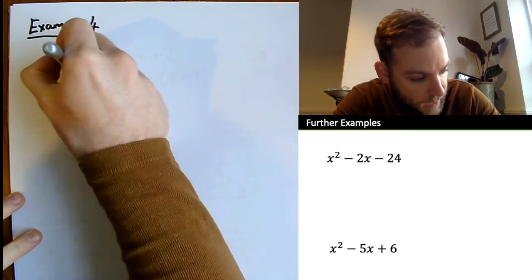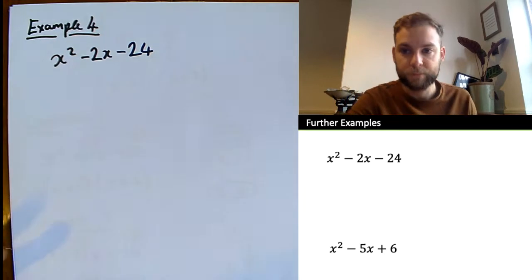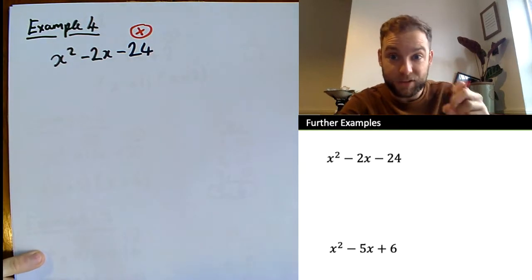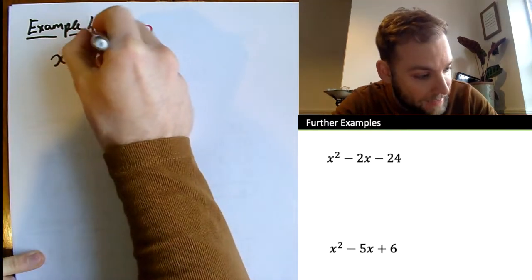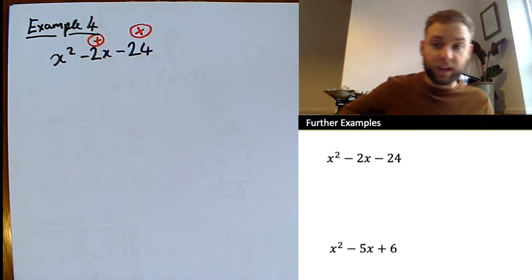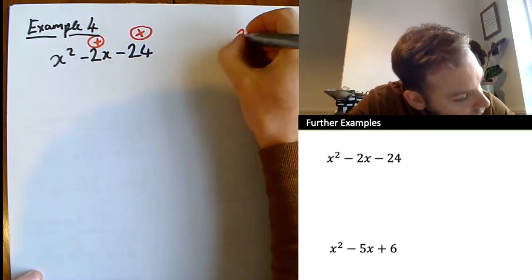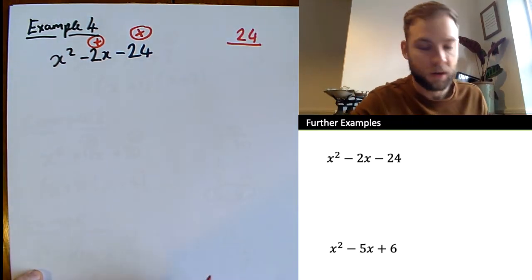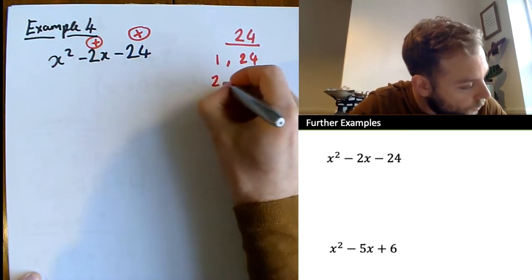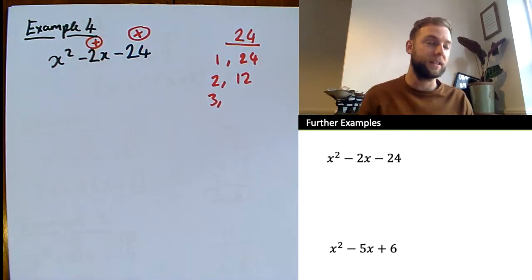So here I've got x squared minus 2x minus 24. I need something that times together to make negative 24 and adds together to make minus 2. With this one, the first thing to always do is the multiples of this. So let's write this on the side. 24, and there's quite a lot of multiples of 24. So 1 and 24, that's fine. 2 and 12. 3 goes into it as well, 3 goes into it 8 times.